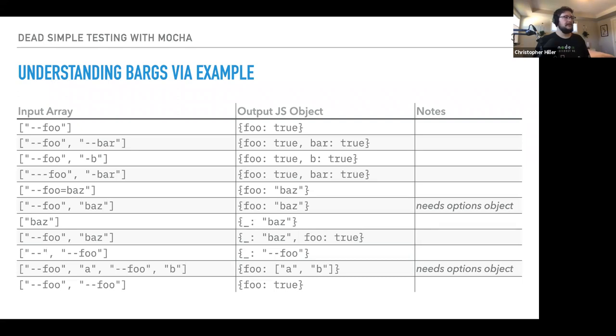You will probably want to come back to this, something you're going to want to look at again. I note that the output object will always have an underscore property, and if there are no positional arguments, it'll be an empty array. So you don't need to worry too much about this right now, but this is just showing, okay, this is the intent. This is what we expect to happen.